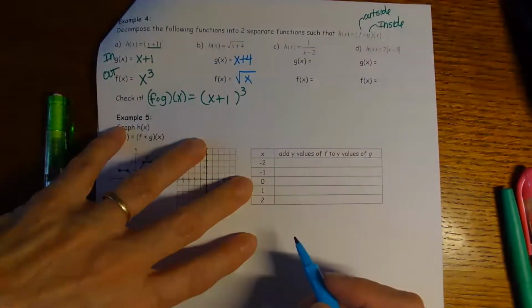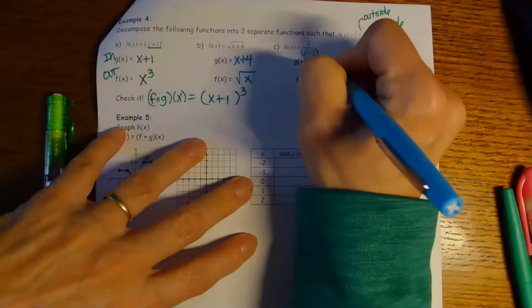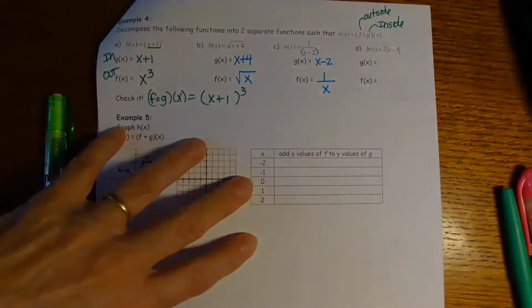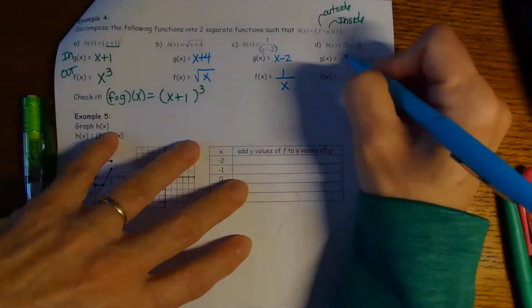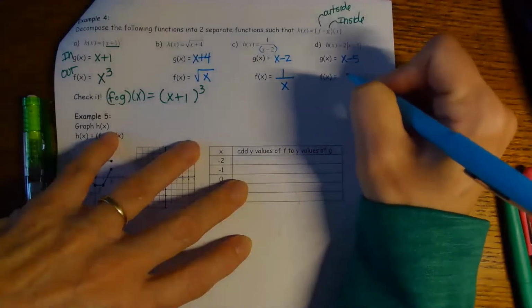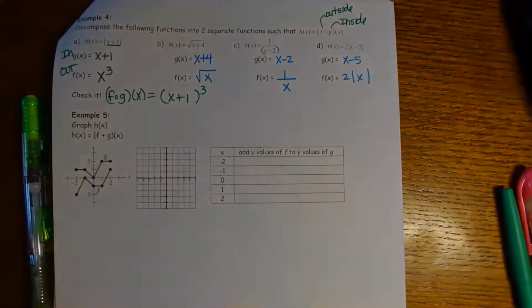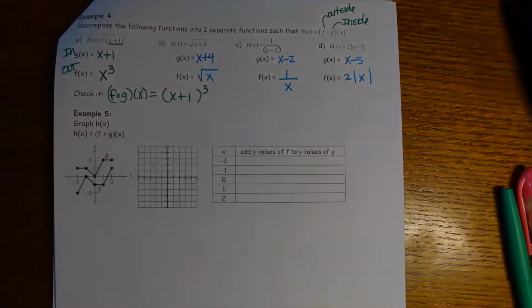What do you think is here? The inside would be this part. And what did we do to it? We put 1 over it. Right here, what's the inside? X minus 5. And what did we do to it? Those are always going to be pretty easy to take apart like that. We won't have any that are too bad.